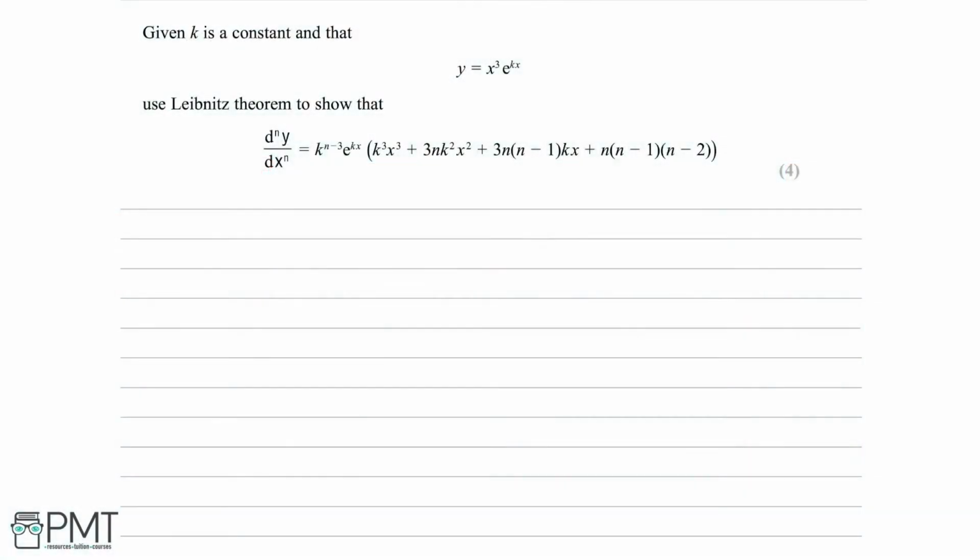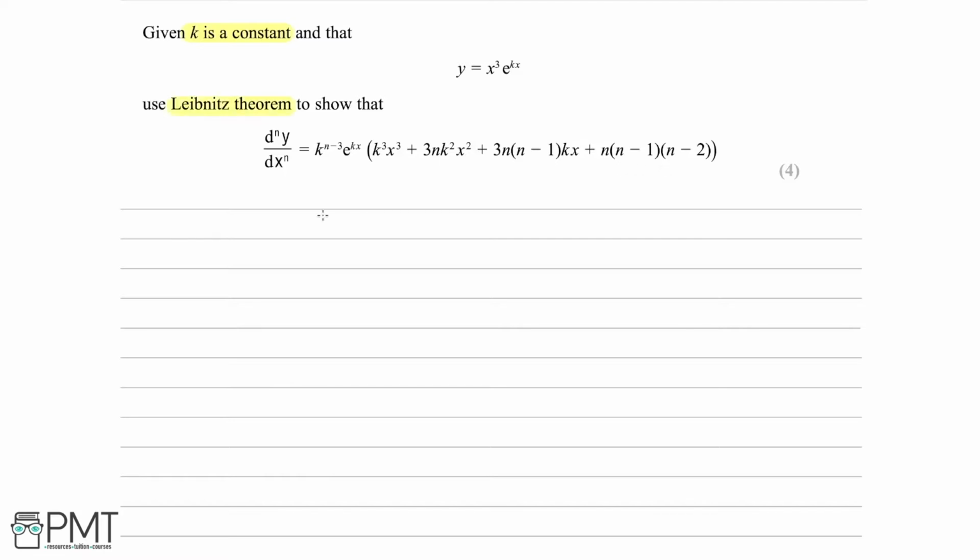In this question, we're given that k is a constant and that y is equal to x cubed times by e to the power of kx. We need to use Leibnitz's theorem to show that the nth derivative of y is k to the power of n minus 3 times by e to the power of kx multiplied by k cubed times by x cubed plus 3nk squared times by x squared plus 3n times n minus 1 times k times x plus n times n minus 1 times n minus 2.